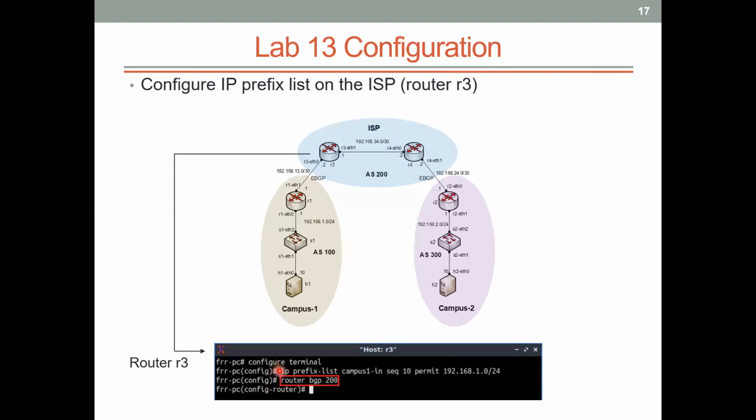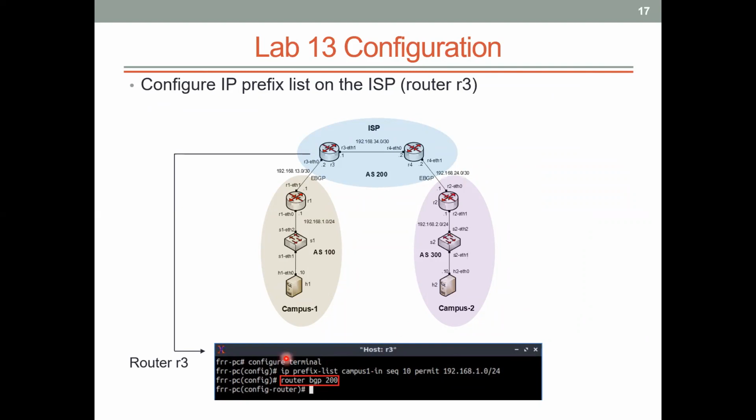The IP prefix is done using this command. It's called ip prefix-list, and the name of the prefix list that you want. The sequence number is 10. Here it's not really relevant. The sequence number has to be configured, and we permit only the network 192.168.1.0 that belongs to campus 1. Any other network that's advertised and doesn't match this network will be immediately dropped because there are no other rules other than this prefix list that's configured.